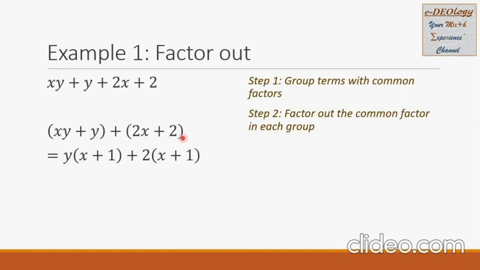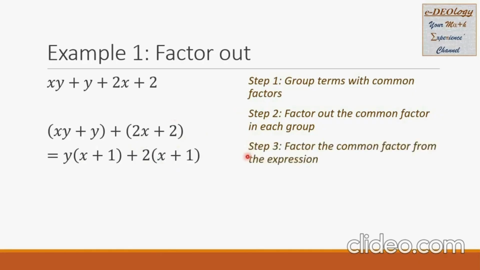In the second group, the common factor is the number 2. So I'm going to bring out that number 2, and what remains inside is x plus 1. So checking again, 2 times x is 2x, 2 times 1 is 2. So I'm sure that these are the correct factors for the second group.